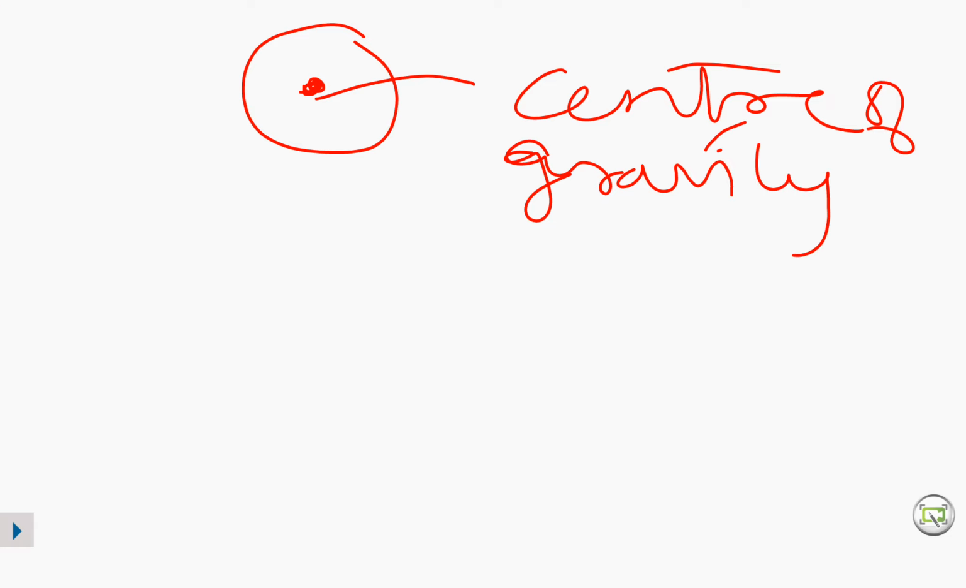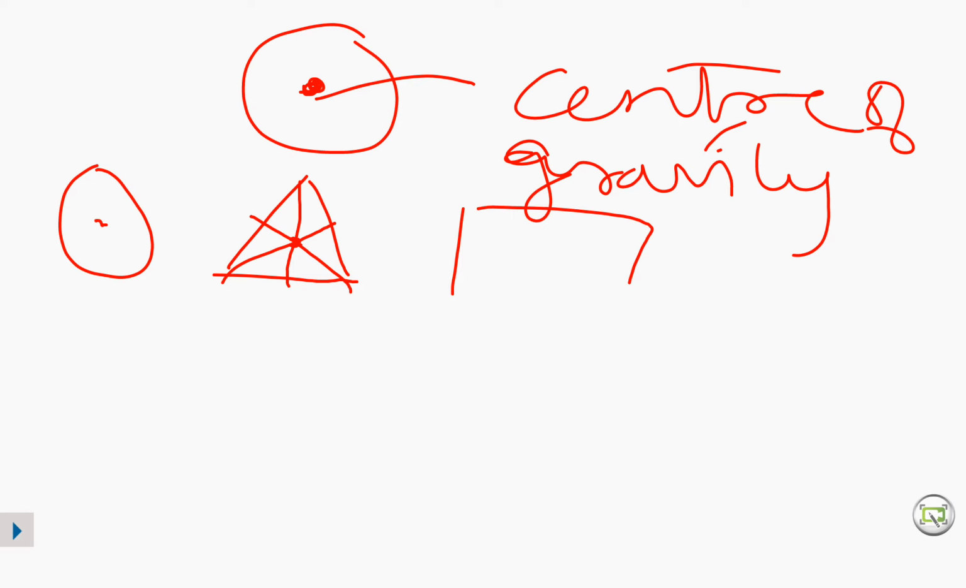It's nothing but the center of an object. So the first point to be noted here is that the position of the center of gravity of a body depends upon its shape. So for example, for a circle, this will be the center of gravity. For a triangle, we have to draw the three medians. So this point where all the three medians meet will be the center of gravity.